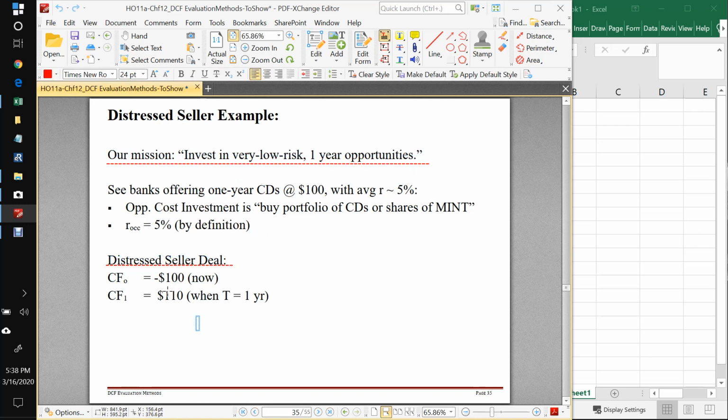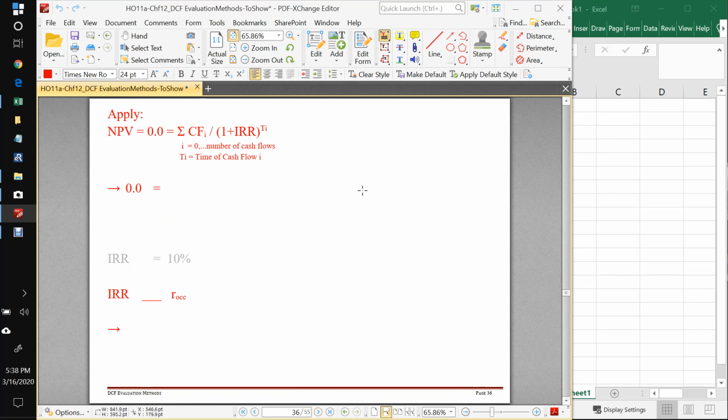Then we're looking around and we find this distressed seller deal. Same story. The distressed seller wants $100 for this bond now, and the bond contract says it's going to pay 110 in a year, and there's no intervening cash flows. So what do we do with the IRR method? We always start with simply setting the NPV equal to 0 and then solve for the IRR.